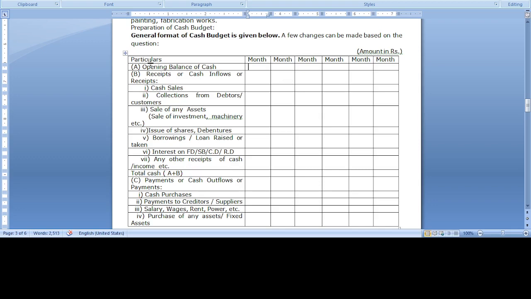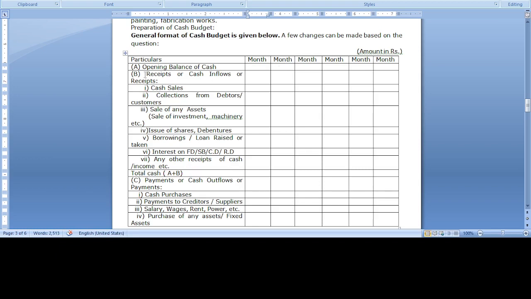Let's see what are to be recorded in each column, at the maximum, based on the Mangalore University question paper. I have done this. First of all, you should write opening balance of cash, and I have denoted it as A. Generally the opening balance of cash for the first month will be given in the question, and afterwards you have to identify the answer for each month related to opening balance of cash.